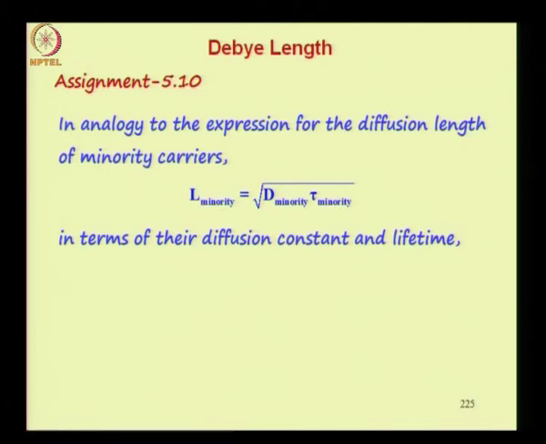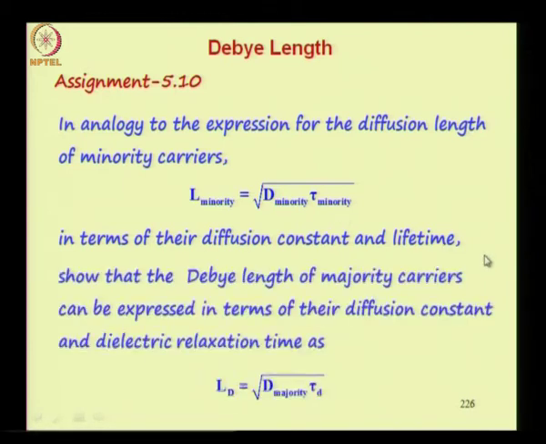Final assignment on Debye length, assignment 5.10. In analogy to the expression for the diffusion length of minority carriers, L minority is equal to square root of D minority into tau minority, in terms of their diffusion constant and lifetime, show that the Debye length of majority carriers can be expressed in terms of their diffusion constant and dielectric relaxation time as LD is equal to square root of diffusion constant of majority carriers into dielectric relaxation time.